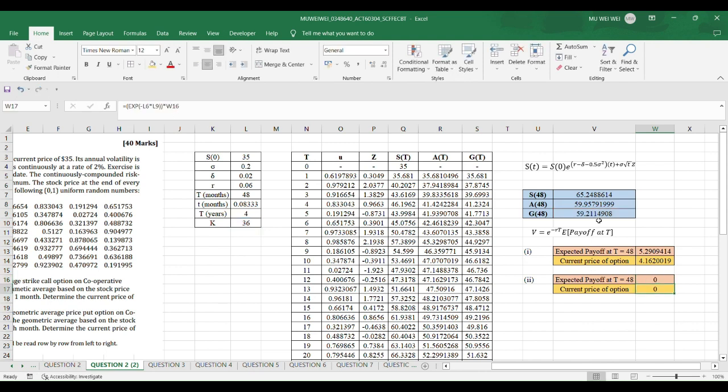Since G48 is larger than the value of K, we get 0 as the expected payoff at T equals 48. And then we use the same equation right here to get the current price of this option. And since the expected payoff is 0, we should get the price of the option is also 0. So that is all for question 2.